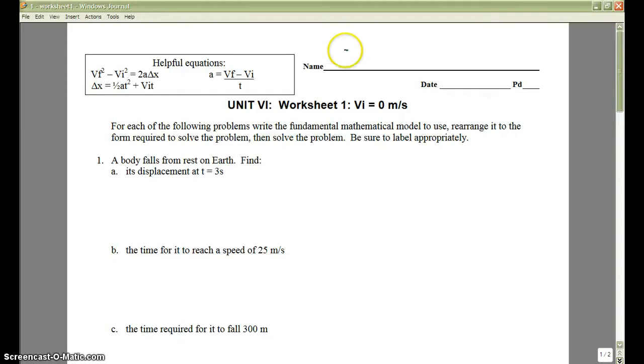Alright, this video is for our worksheet 1 for geometry. At the top of your worksheet I put some helpful equations so that you could use them to do this worksheet.